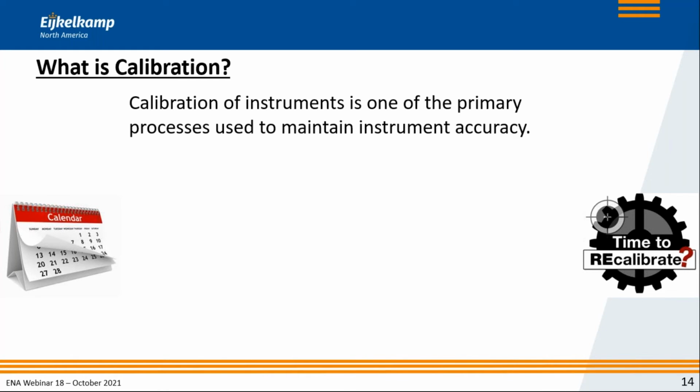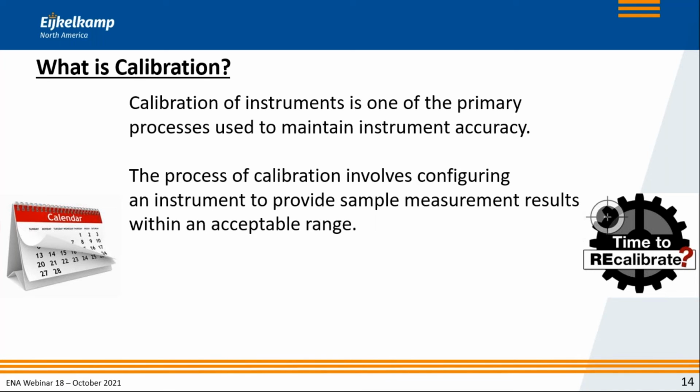Obviously, calibration is a process used to maintain instrument accuracy. It makes perfect sense. You should do calibration to make sure that those measurement results are within an acceptable range. Well, and that means that you configure your instruments such that that is being done in that way.